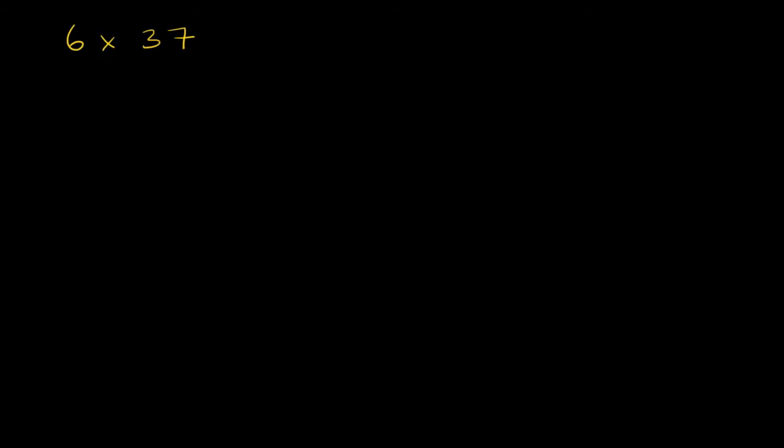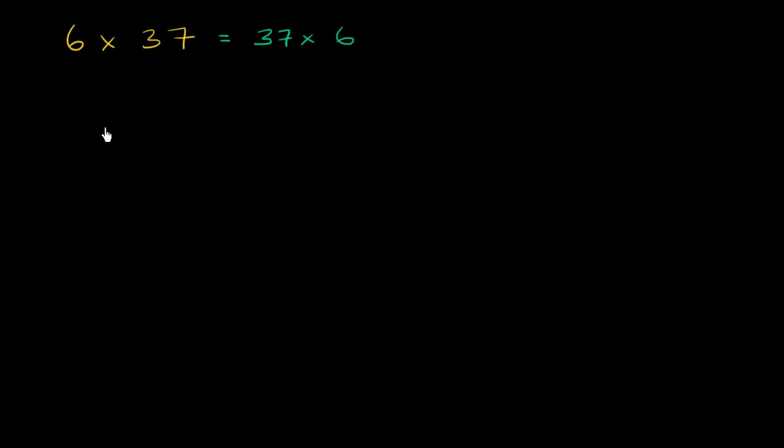Let's try to compute 6 times 37. I'll show you one way of doing this, and then in future videos we can look at other ways of doing this and think about why this is actually working. What I like to do, and this is often called the standard method, is take the larger of the two numbers. It doesn't matter if you're doing 6 times 37 or 37 times 6. They equal each other.